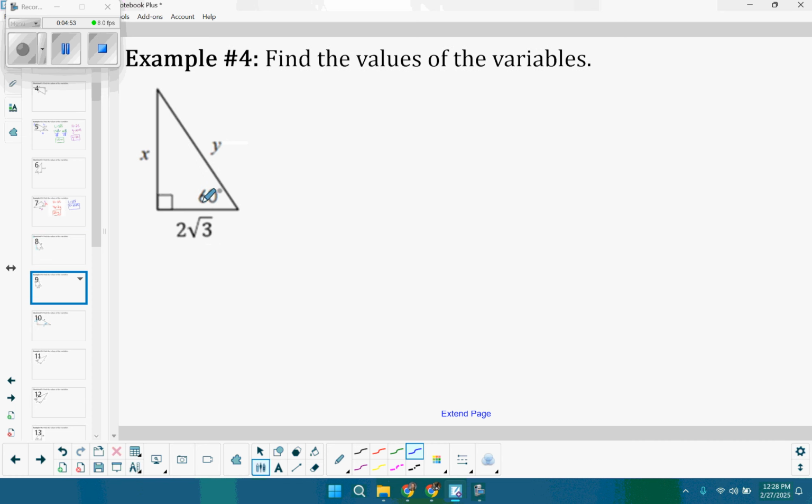In example 4, the X will be our long leg, the 2 root 3 will be our short leg, and Y will be our hypotenuse. So again, I'm given S, so I could start either way to find either X or Y. So I'll start with X, which means we have L equals S times the square root of 3.